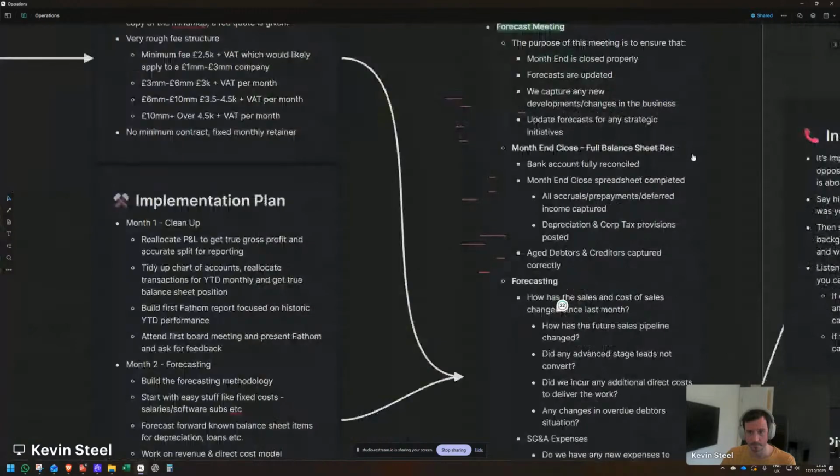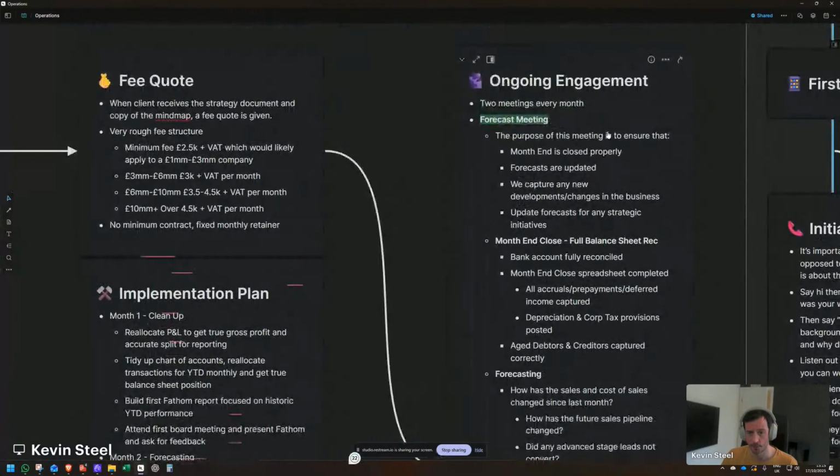And in terms of the ongoing engagement, the client always gets 3 things as standard every month. Number 1 is the Fathom report, which is always sent 3 to 4 days prior to the board meeting, along with detailed commentary. So everybody that's attending the meeting gets a chance to read through. We also have a forecast meeting.